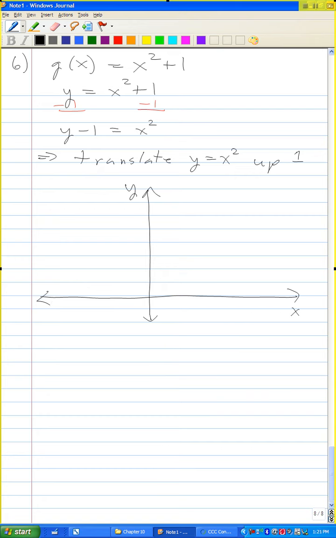So first off, let me sketch the graph of y equaling x squared. Maybe I'll do it in red. So this is the graph of y equaling x squared. And of course we know that because we have memorized all of our power functions. Now what I have to do here is translate this up by 1 unit. So I'm going to have to take every point on this graph and just move it up by 1 unit.